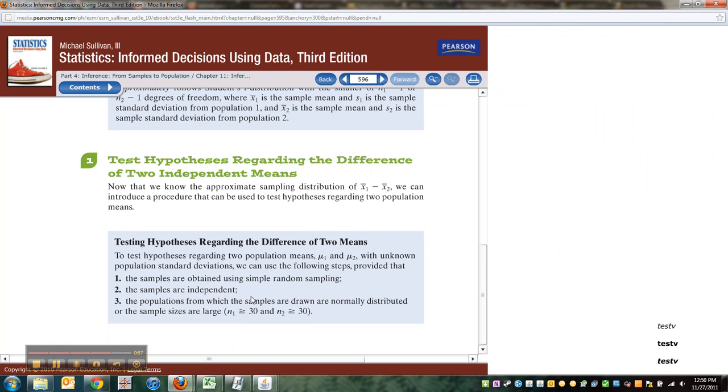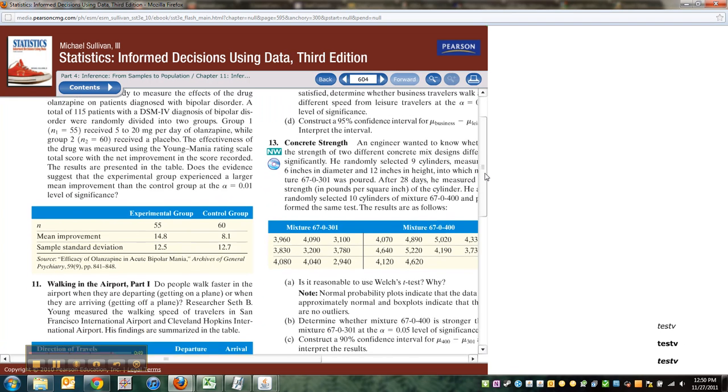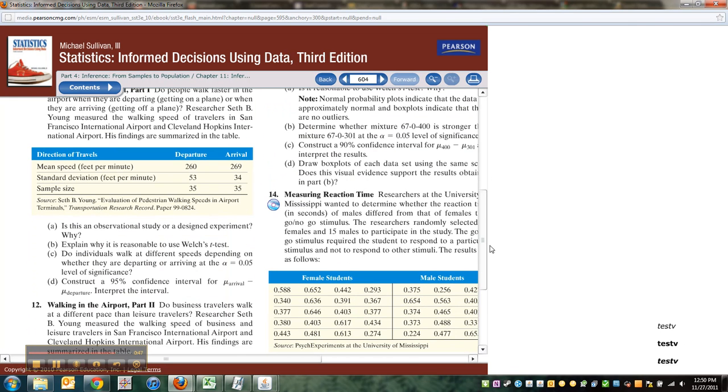Right. So you've got to remember that when he's doing this, he's not grabbing one person and then the next person right by them. He's getting random people in the airport. All right. Do individuals walk at different speeds depending on whether they are departing or arriving at the alpha equals 0.05 level of significance? Aha. So there's our hypothesis test.